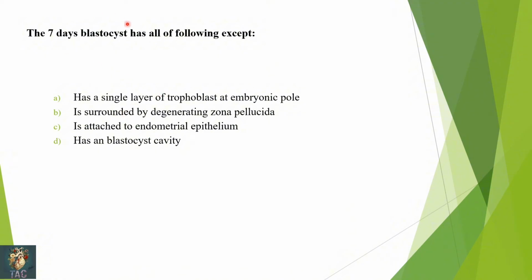So please remember, as it is a blastocyst, it has a blastocystic cavity, and at the 7th day it has started to attach to the endometrium, and at the same time the zona pellucida has started to degenerate and disappear. The only option left is the single layer of the trophoblast at embryonic pole, because this is not a single layer, it is multiple layers forming the inner cell mass and outer cell mass. So A is the incorrect option and the answer to this question.